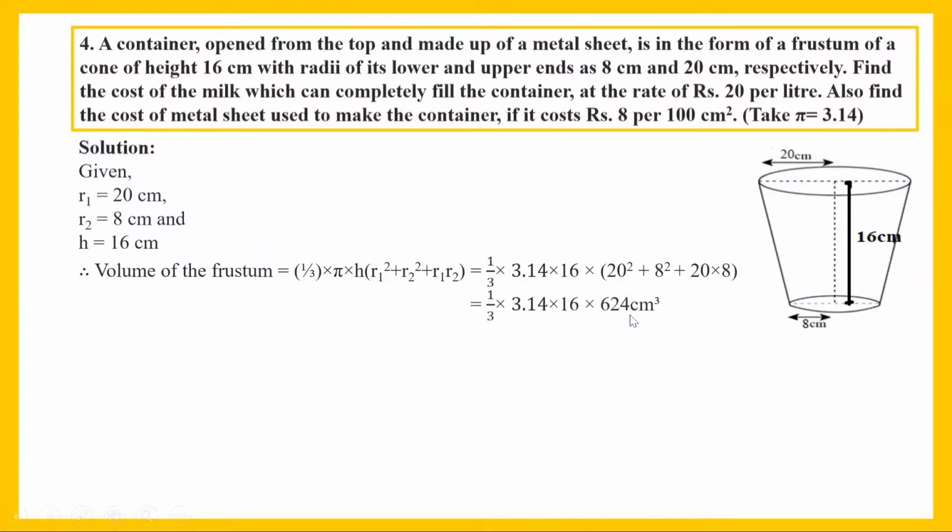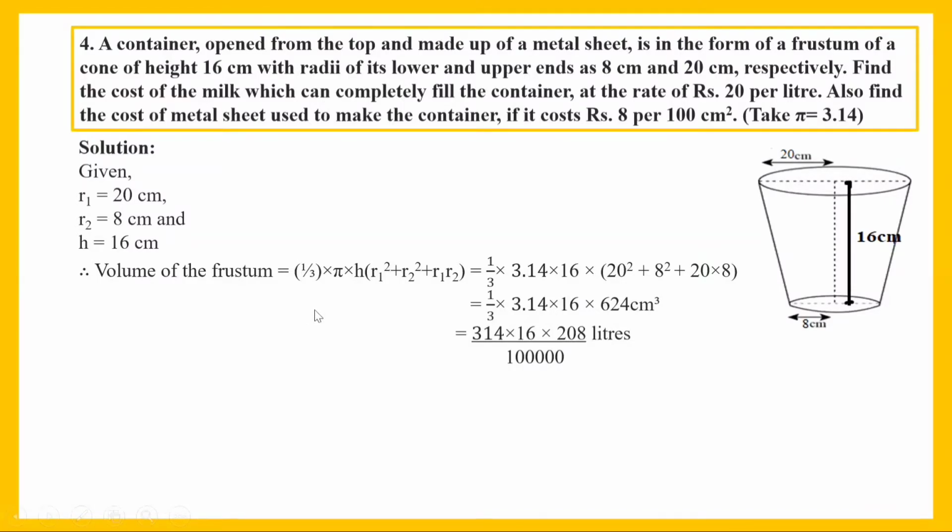Now if I want the answer in liters, because the cost given to me is rupees 20 per liter, I'll have to change it into liters. So whatever is the volume, I'll be changing it into liters by dividing it by 1000. 1 centimeter cube is equal to 1 upon 1000 liters. So I'll be getting 3.14 into 16 into 208 divided by 1000. If I want to remove this decimal, I'll again multiply by 100. So I'll be getting 314 into 16 into 208 upon 1 lakh liters. So this is the answer for the volume.